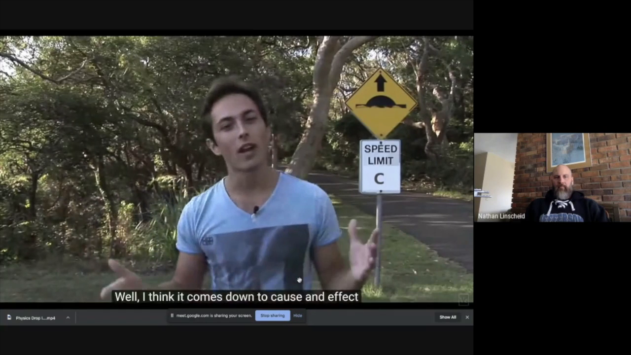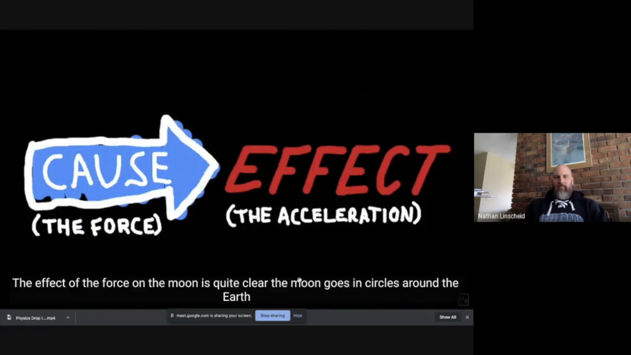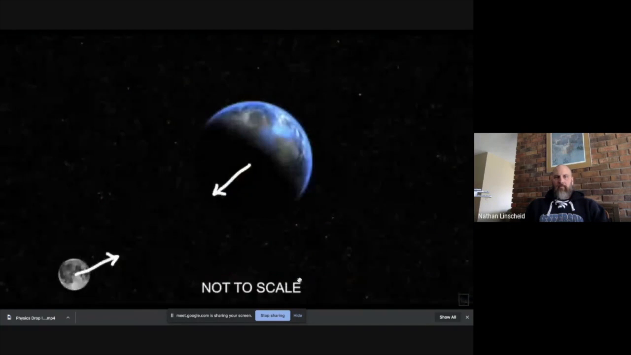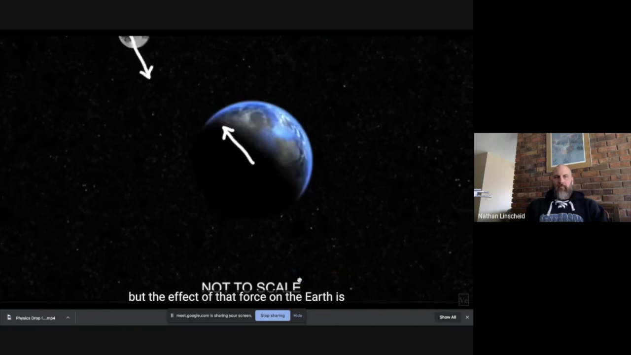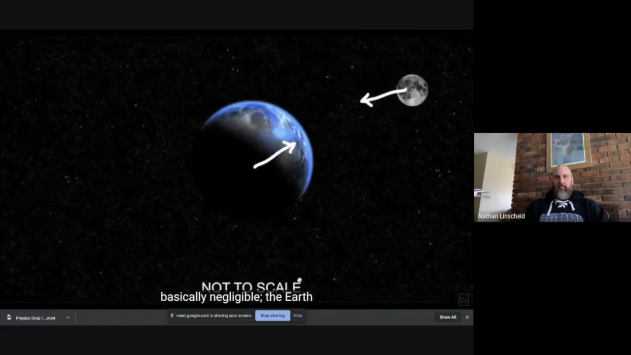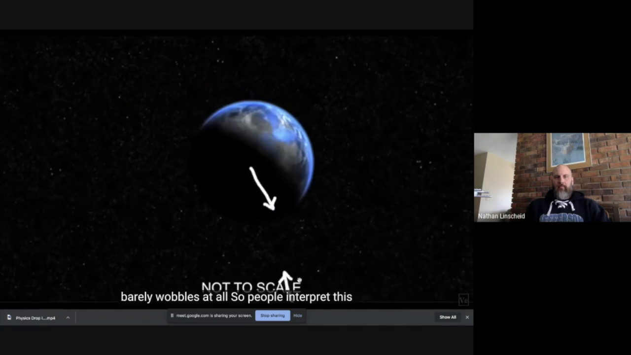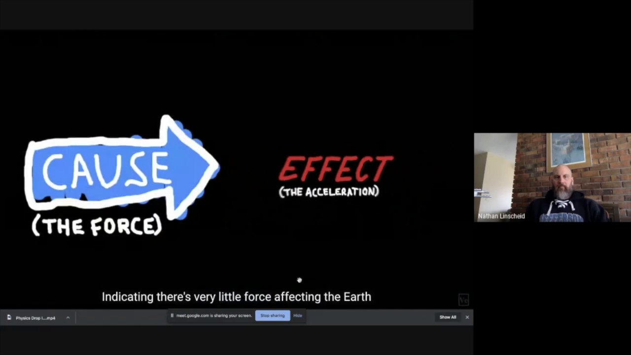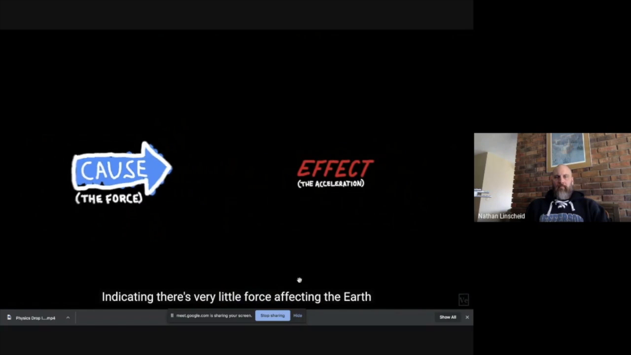Well, I think it comes down to cause and effect. The effect of the force on the moon is quite clear. The moon goes in circles around the Earth. But the effect of that force on the Earth is basically negligible. The Earth barely wobbles at all. So people interpret this negligible effect as indicating there's very little force affecting the Earth.